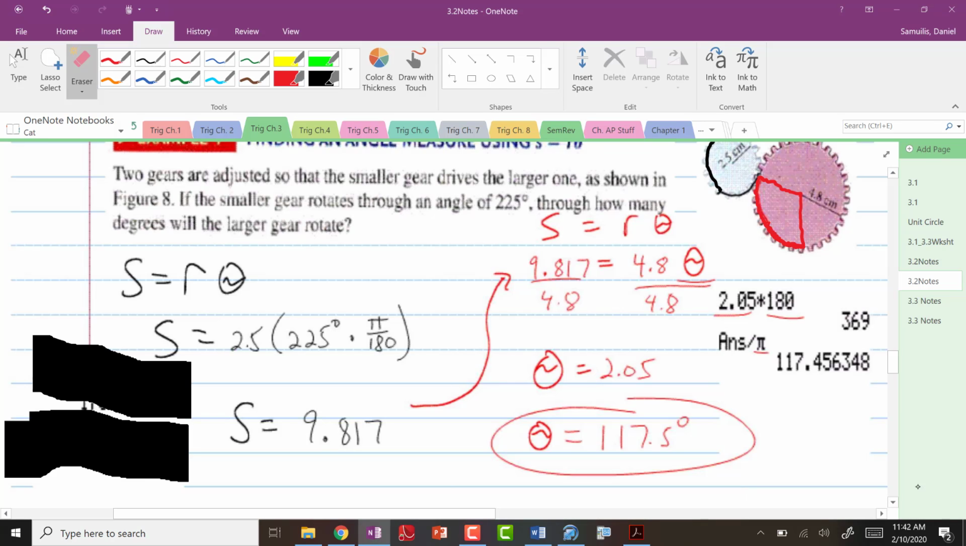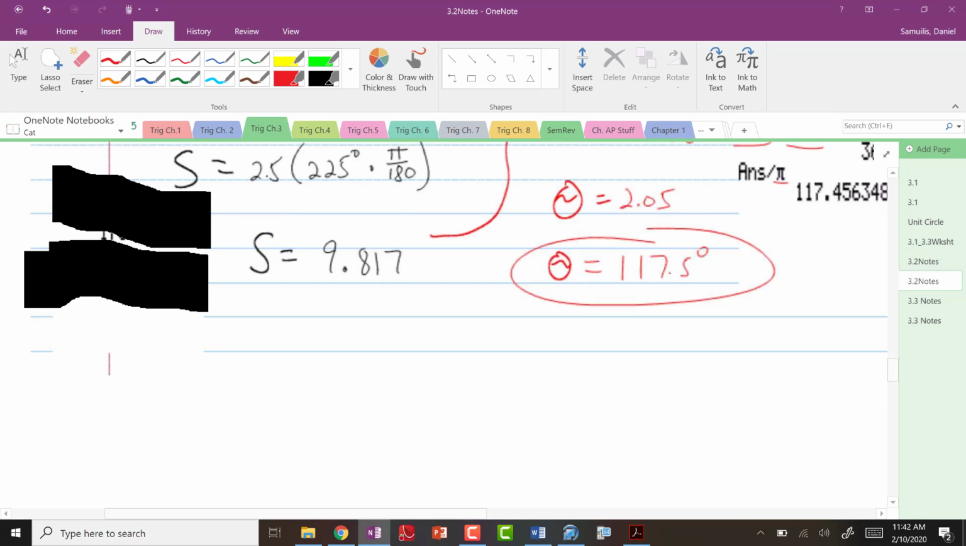You may have thought of a faster way of doing this. It's actually just a proportional question relating to the radii in question. Really, what you could have done is take 225 degrees and multiplied it by 2.5 over 4.8 and gotten the same answer. Anyone? That's ultimately what ended up happening. But anyway.